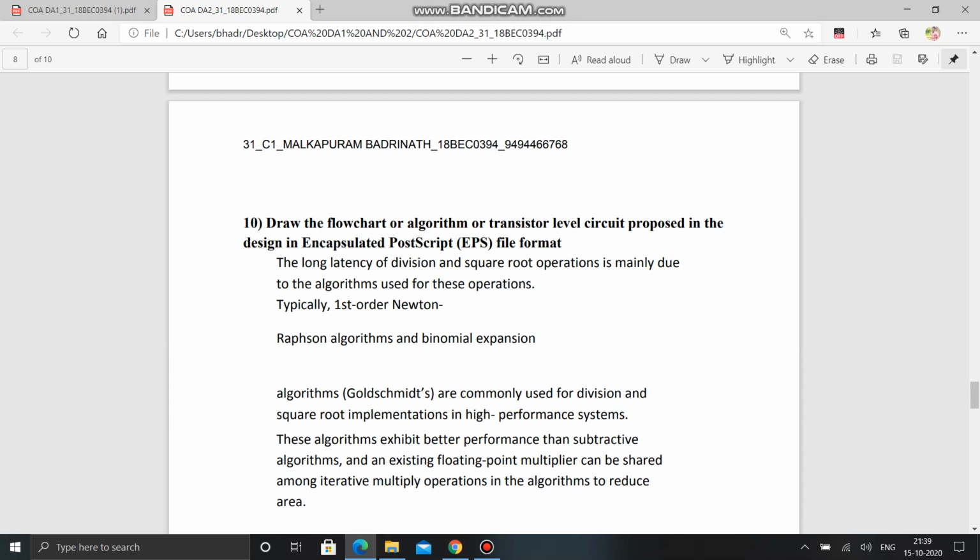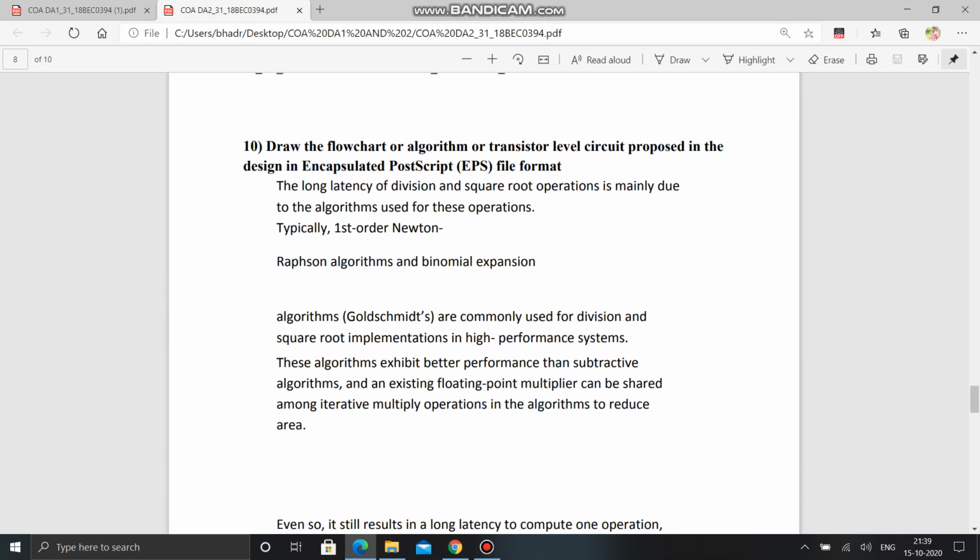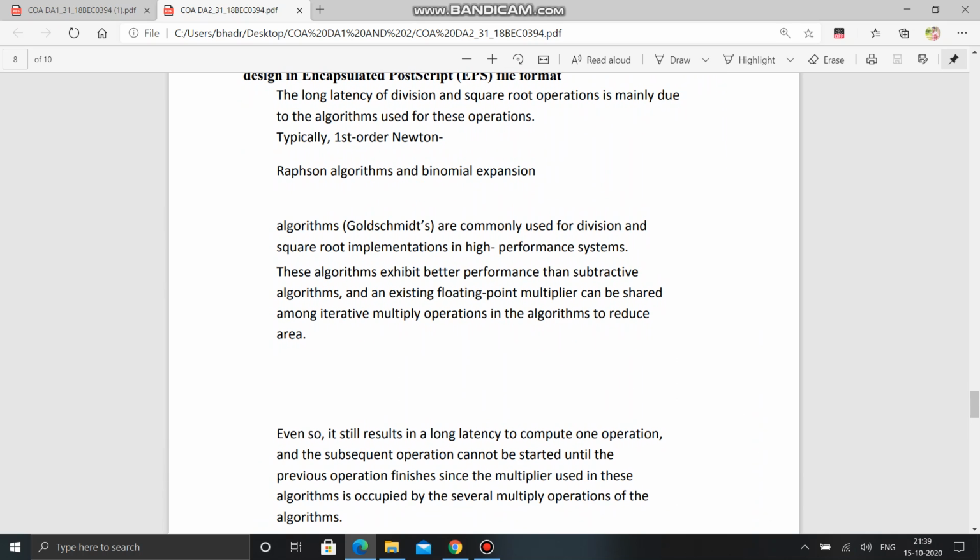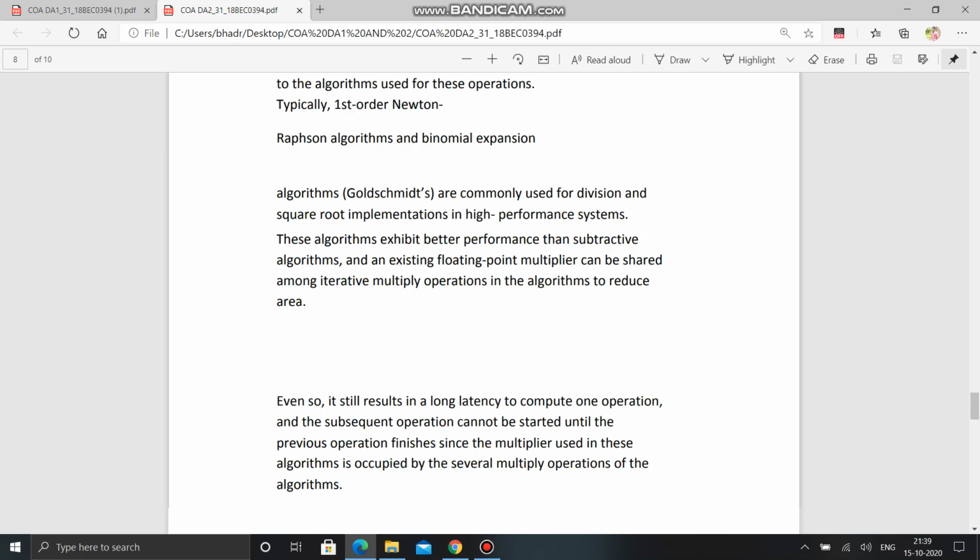Then the flowchart of the algorithm or transistor level circuit proposed in the design, and we have to do it in the EPS format. The long latency of division and square root operations is mainly due to the algorithms used for these operations. First order iterative algorithms and binomial expansions are commonly used for division and square root implementations in high performance systems. These algorithms exhibit better performance than subtractive algorithms, and an existing floating point multiplier can be shared among iterative multiply operations in the algorithms to reduce area.